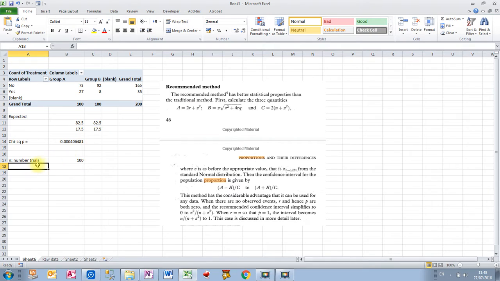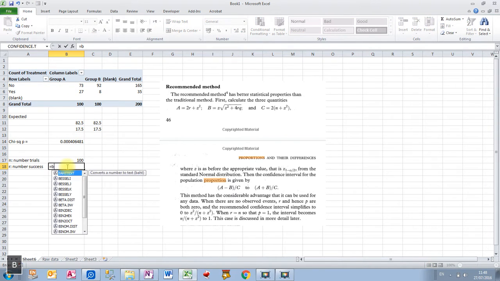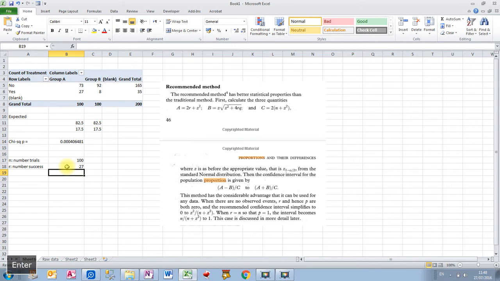R here is the number of successes, the number who recovered in each group. So it's cell B6. I'm only looking at group A for the moment. So there are 27 successes.